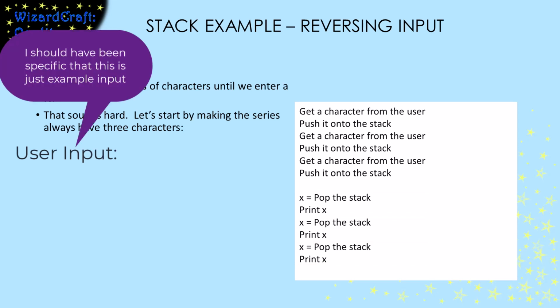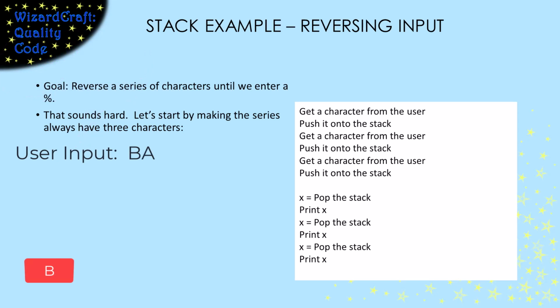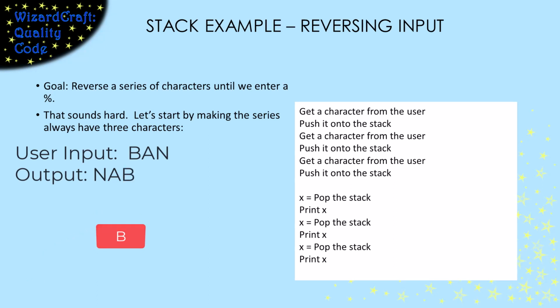The first input the user gives me is a B, and I put it on the stack. The second input the user gives me is an A, and I put it on the stack. The third input the user gives me is an N, and I put it on the stack. Now I pop the stack, which gives me the N, and I print it out. I pop the stack again, which gives me the A, and I print it out. Finally, I pop the stack one last time. That gives me a B, and I print it out. So the user gave me BAN, and I printed out NAB. Successfully reversed.